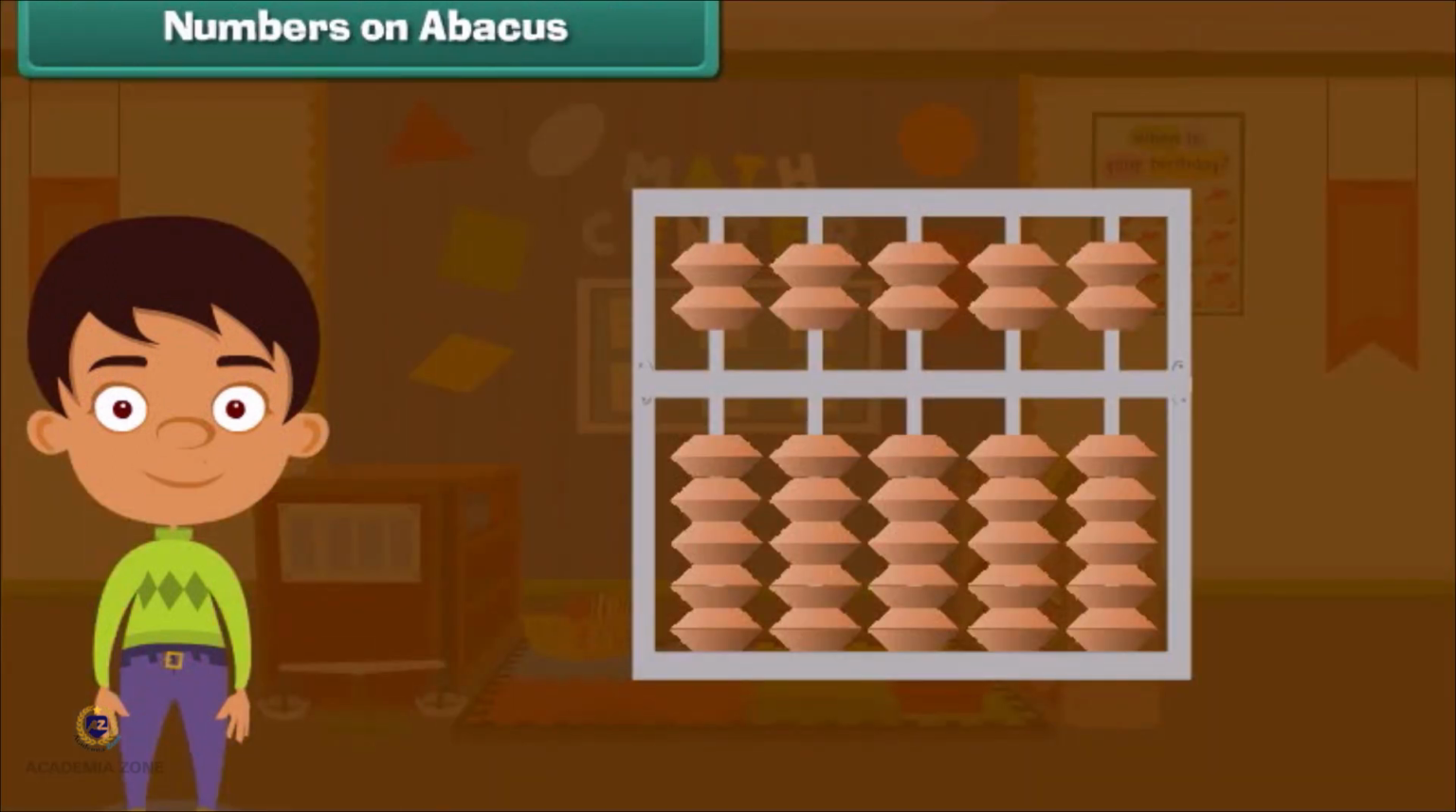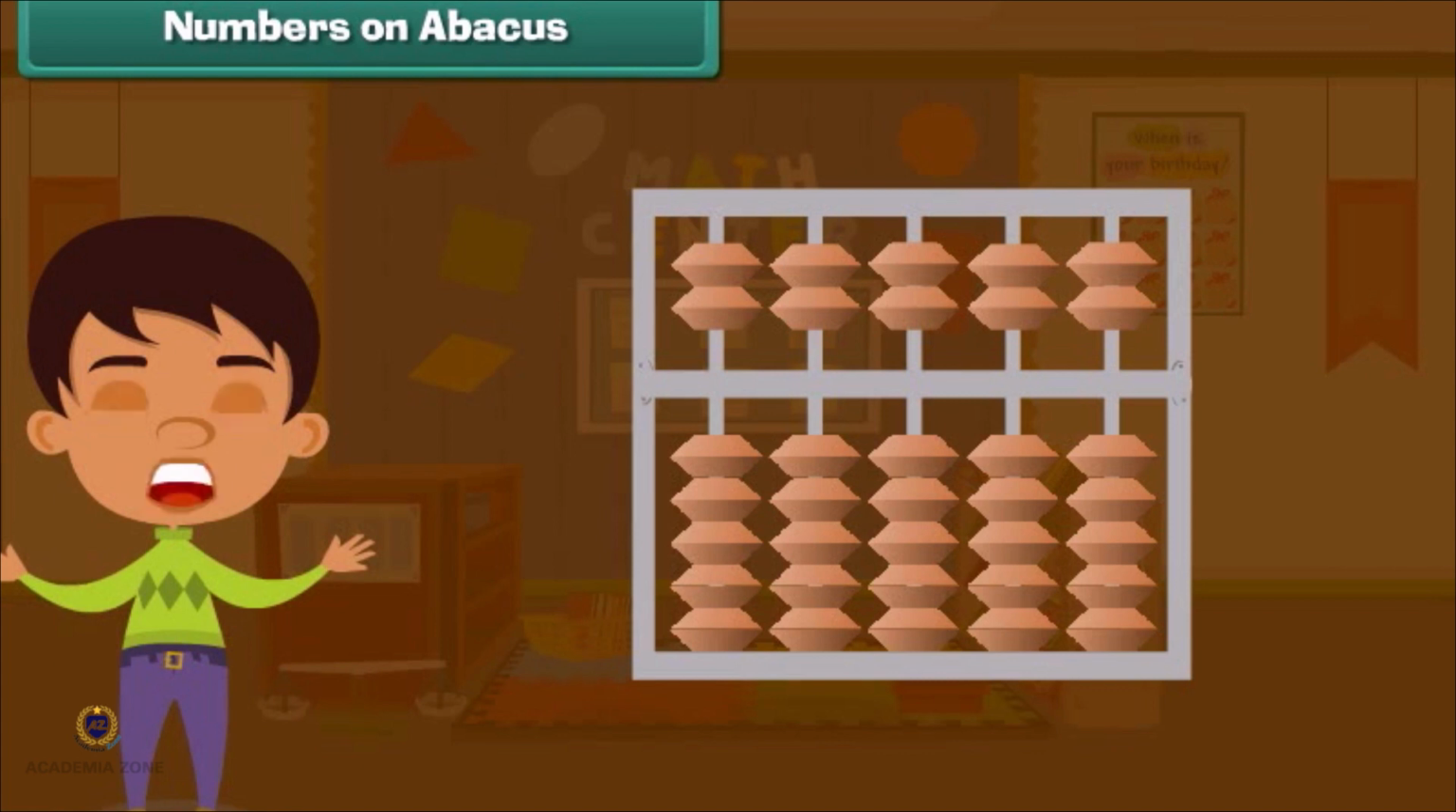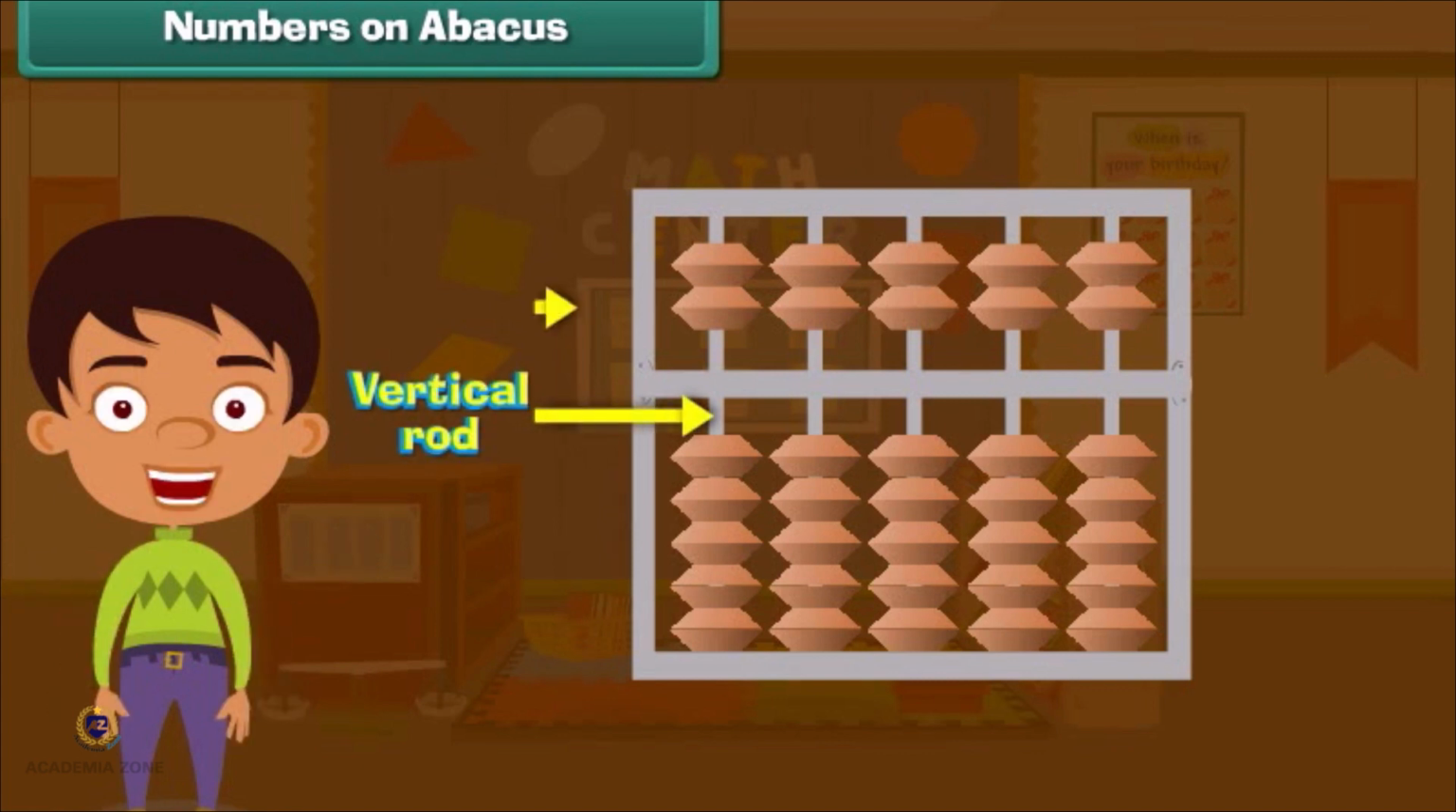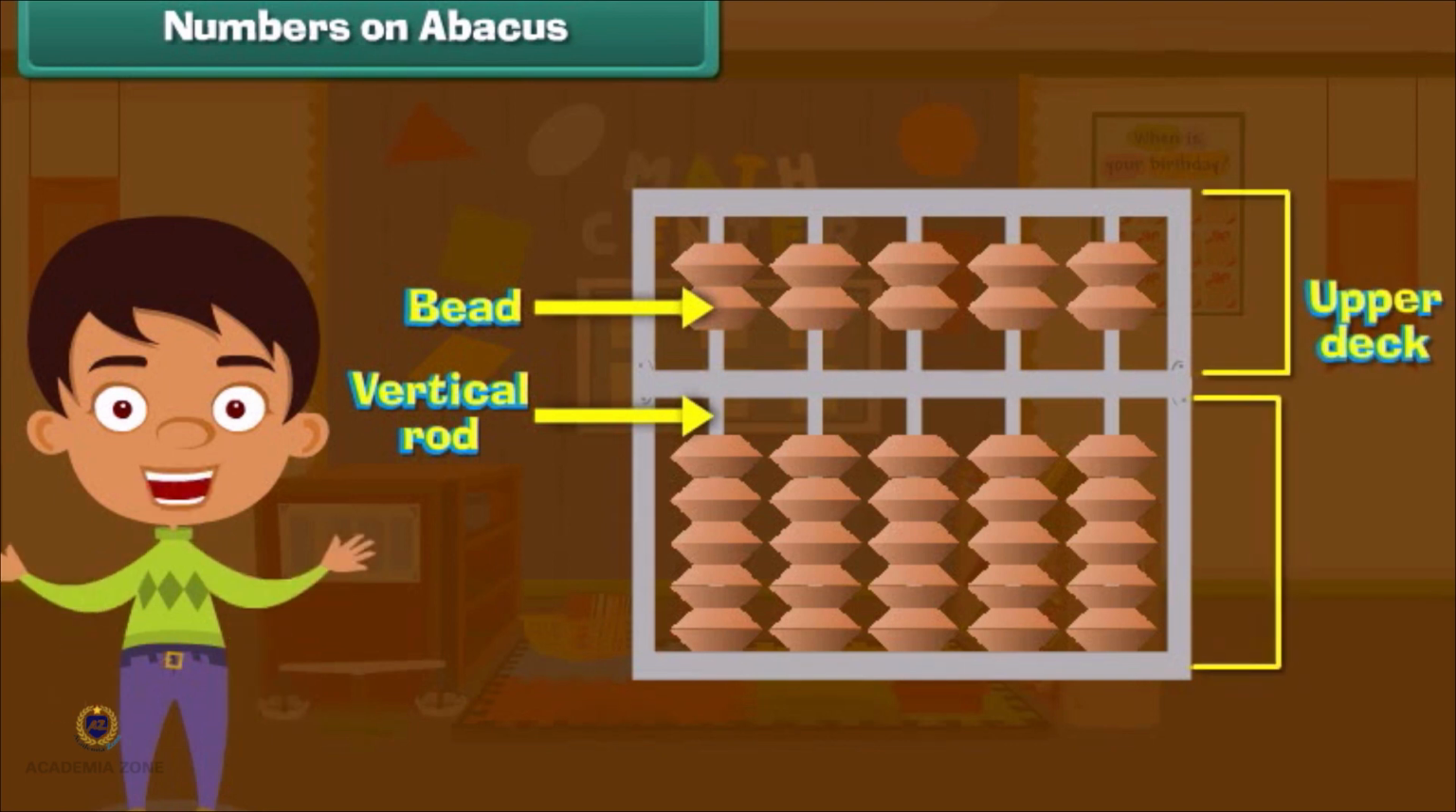Numbers on abacus. Abacus is a tool used for calculations. It is still quite popular in the South Asian countries, especially China. It is made up of a rectangular wooden frame that contains vertical rods along which beads are slid and calculations are done. A beam divides the rectangular frame into 2 parts: the short upper deck and the long lower deck.